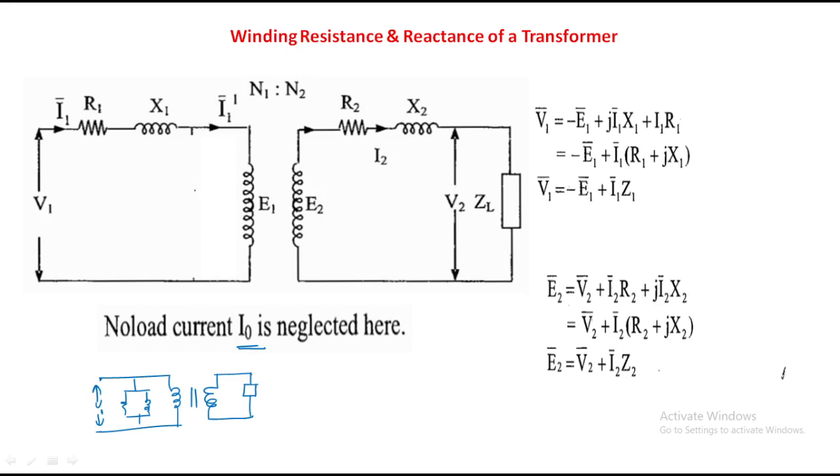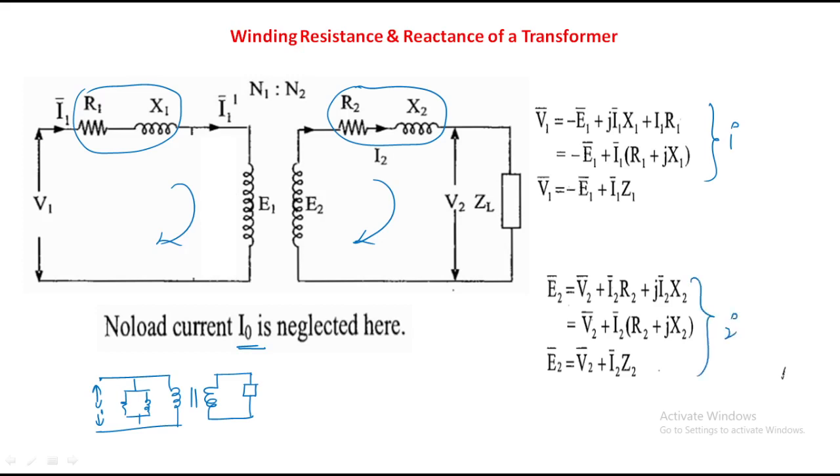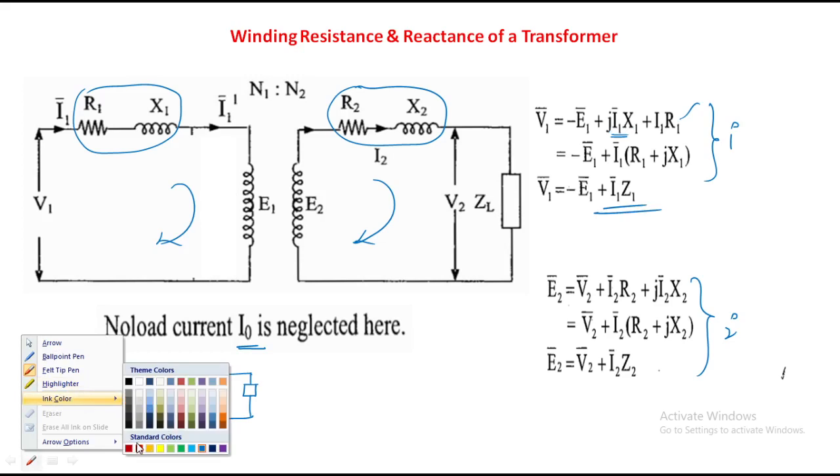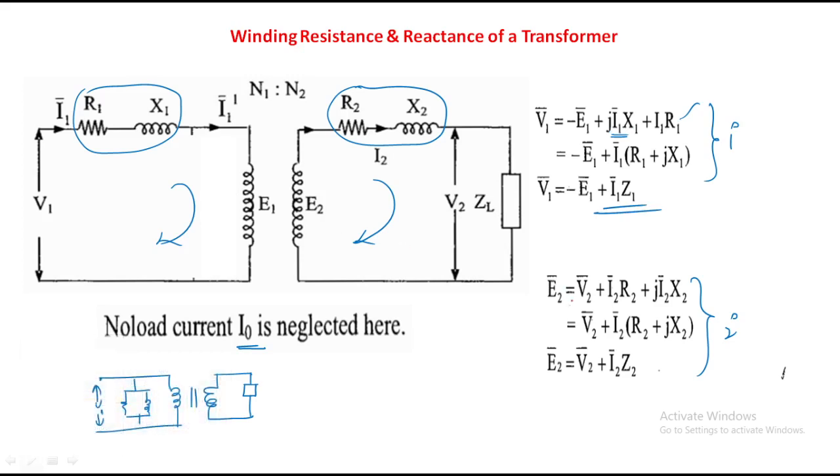This is the equivalent circuit with R1 and X1 and R2 and X2. Remaining all are the same. With respect to this loop, this is the equation with respect to primary, and this is the equation with respect to secondary, right? V1 equals minus E1 plus I1 R1 plus the reactive component j I1 X1. So R1 plus jX1 is Z1. Similarly, with respect to the secondary loop, E2 equals V2 plus I2 into Z2. These two are very important.